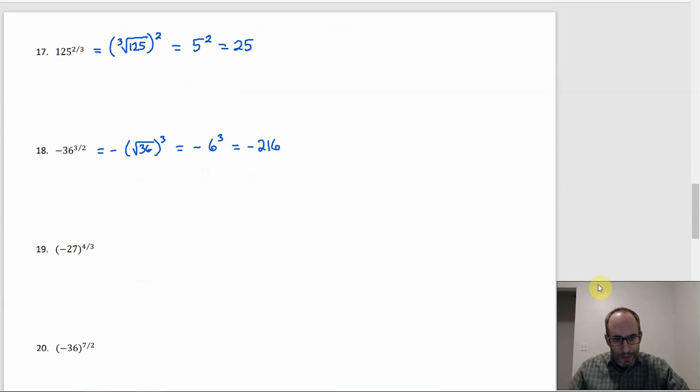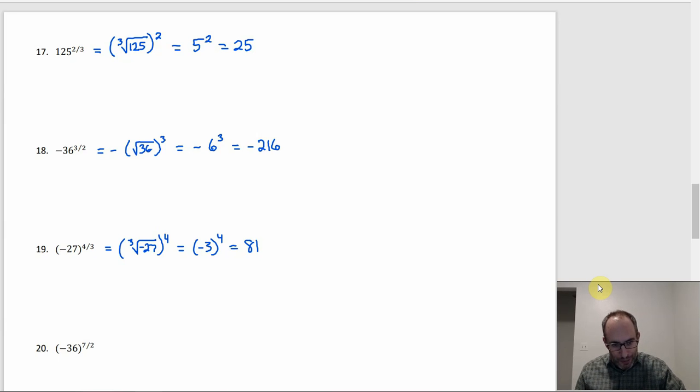19. So again, root first. So here the negative 27 is being raised to that power. So when I write this out, I'm going to have the cube root of negative 27, which would then be raised to the 4th. And the cube root of negative 27 is negative 3. So you have negative 3 to the 4th, which works out to be 81. Because if you have 4 negative 3's multiplied together, then it would be like having 9 times 9, which is 81.